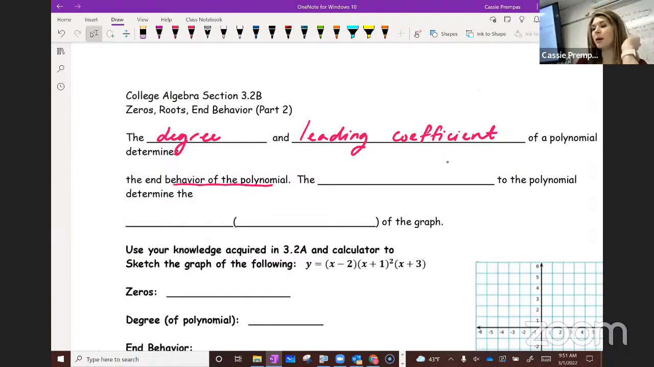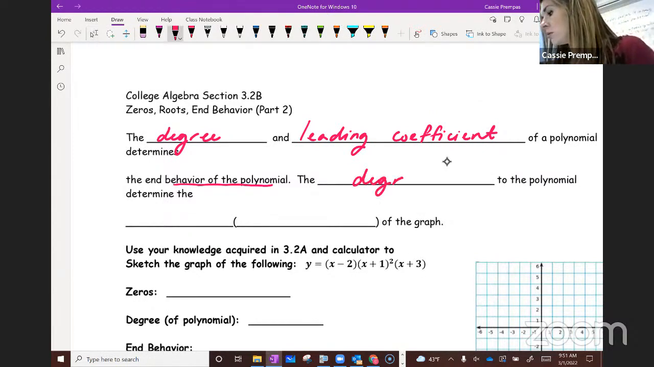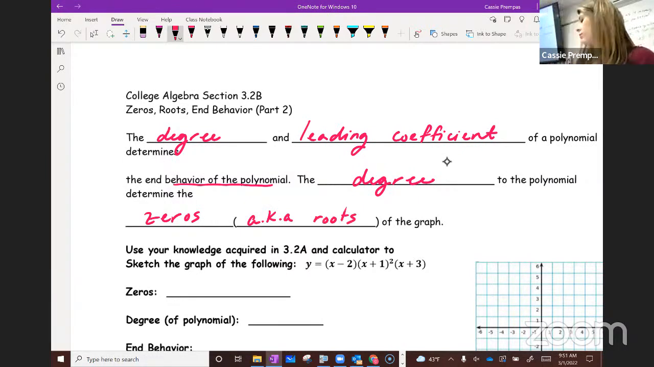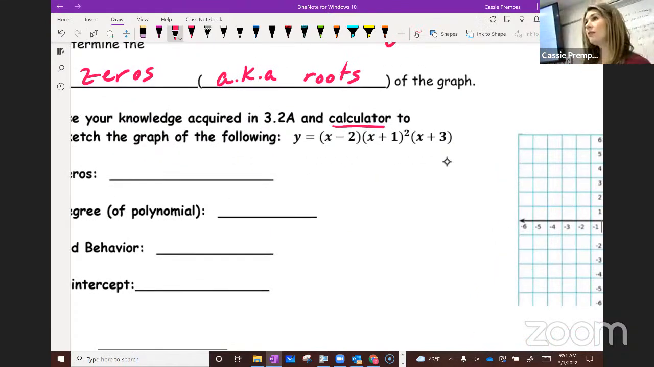And we're going to be focusing on a little bit more of graphs as well. And specifically, the degree of the polynomial determines the zeros. And remember, zeros are also known as the roots of the graph. Okay, so today we're going to use our acquired knowledge that we learned yesterday. And we're also going to take out our calculator just for this first one to make some observations of how I would graph an equation that's given to me like this. So go ahead, take out your calculator.